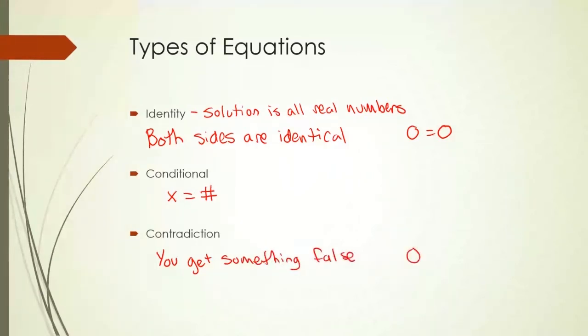An example would be that if you're solving and you get 0 equals 1. Well, that's not true. We know 0 and 1 are not the same thing. So if you get something that's not true, and with contradictions you tend to also have the x disappear, that means there's no solution because it's false. These things are not actually equal.